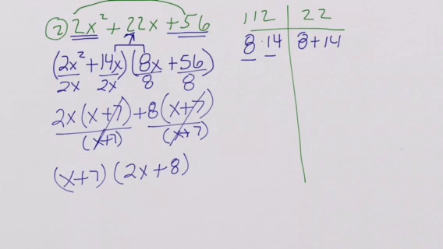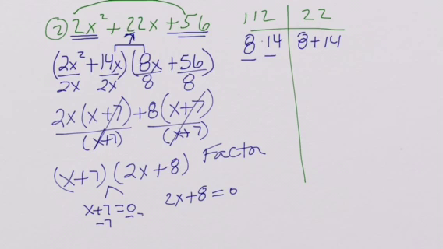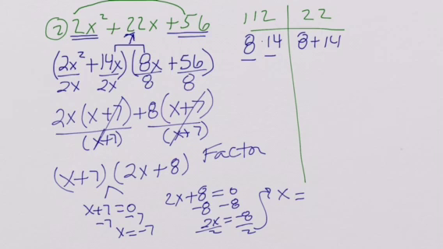Now, if we're asked to factor, then we stop. Our answer would be here. If we are asked to solve, then we're going to take the two factors, x plus 7, and set it equal to 0, and 2x plus 8, and set it equal to 0. Pair out the 7, so x is equal to negative 7. Pair out the 8, 2x is equal to negative 8. Divide by 2, divide by 2, x is equal to negative 4. So my solution set is going to include negative 7, negative 4.